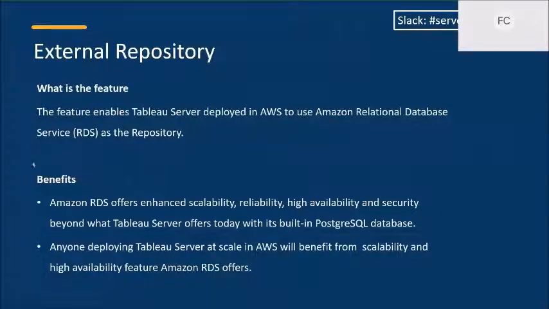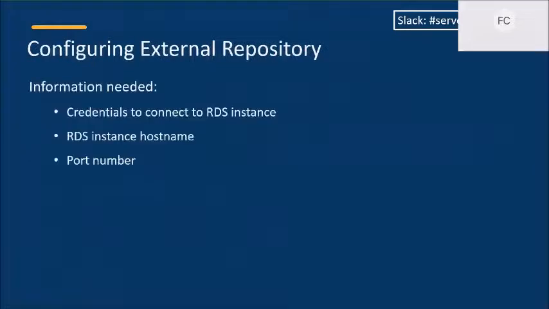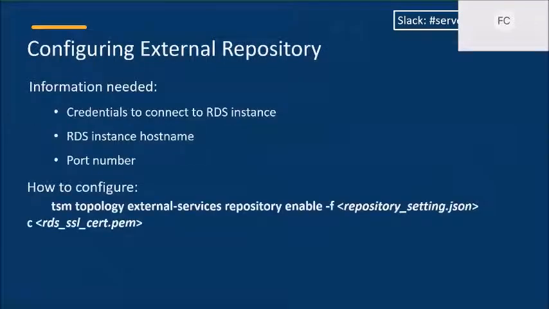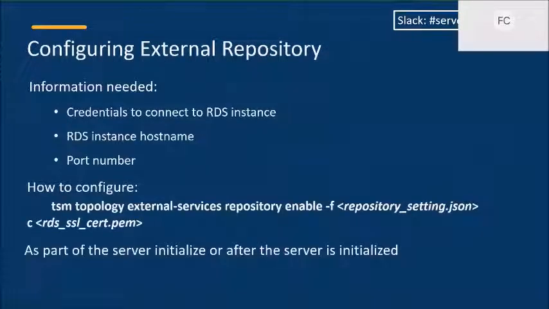Customers who are deploying Tableau Server at scale in AWS can really benefit from the scalability and the high availability features available for RDS. To configure an external repository with your Tableau server, you need the credentials to the RDS instance, hostname, and port number. We have a TSM command that you can run as part of the server initialize sequence or after the server is initialized to configure your Tableau server with the external repository.